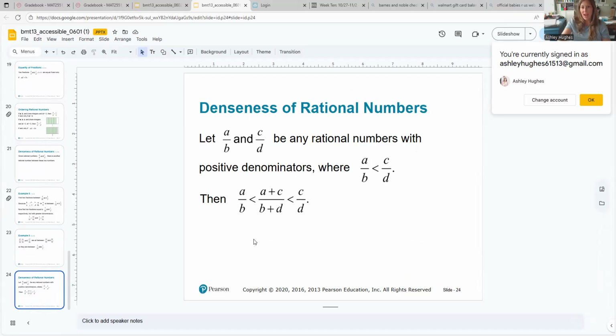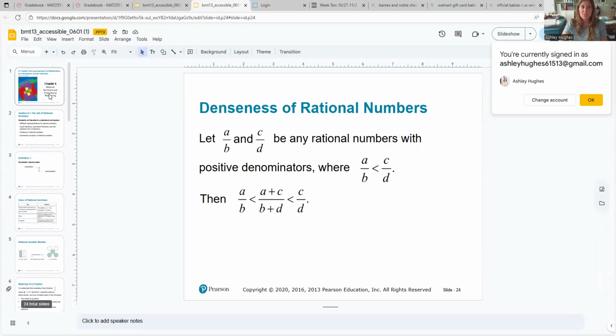So this is saying if you add, oh, this inequality is going to be true. If I take A and add C, and take B and D, that A plus C over B plus D is going to be in between these two numbers.